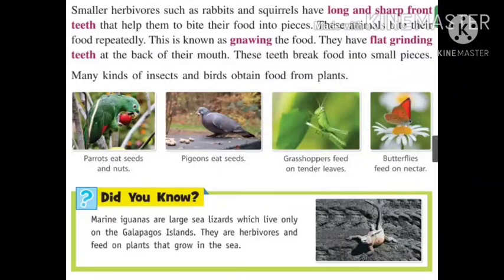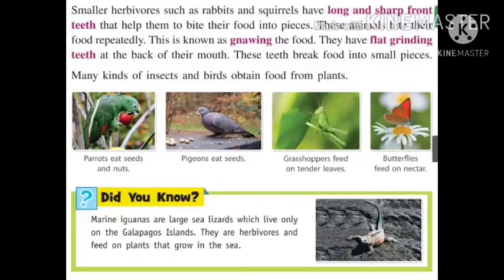So what we see here, the smaller herbivores like rabbits and squirrels, they also eat the plant parts. And which kind of teeth do they have? They have long and sharp front teeth. With the help of that, they bite the food into small pieces. Okay, and they repeatedly bite their food, and this is known as gnawing the food.